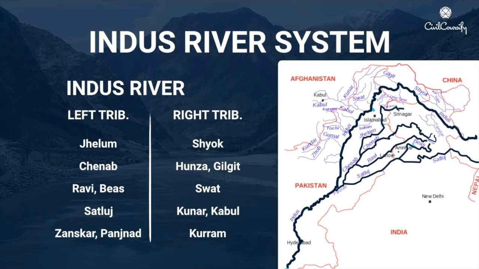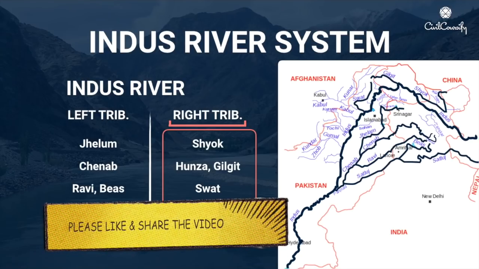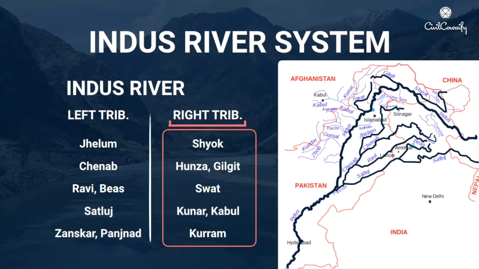Now let us look at the right-hand tributaries of the Indus River. The important rivers are Shyok, Hunza, Gilgit, Swat, Kunar, Kabul and Kurram. So Shyok and Gilgit are some of the important rivers that flow through India. The other rivers are for the curious minds who want to know the right hand tributaries. So these rivers, Swat, Kunar, Kabul, Kurram, flow in Pakistan and Afghanistan, and these are the right hand tributaries of Indus.